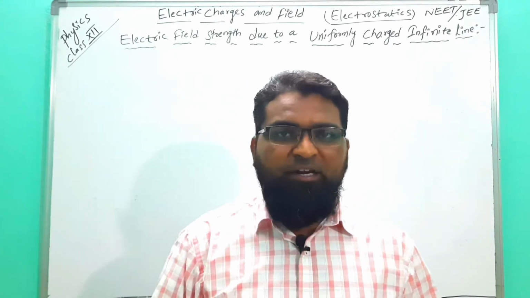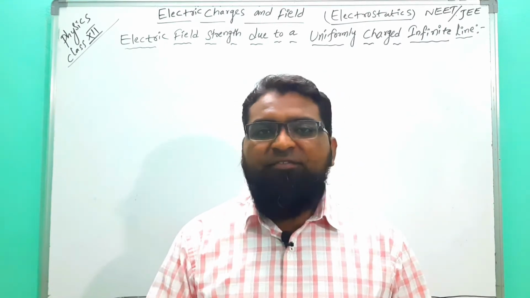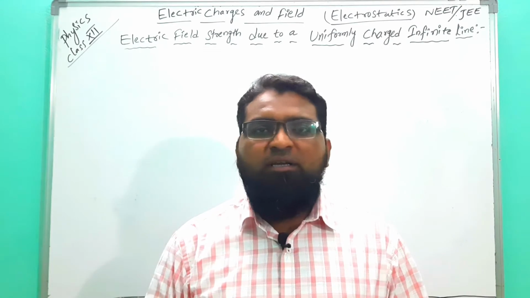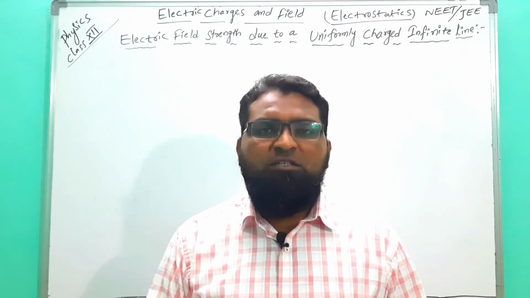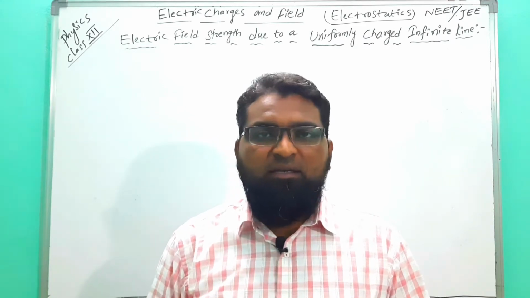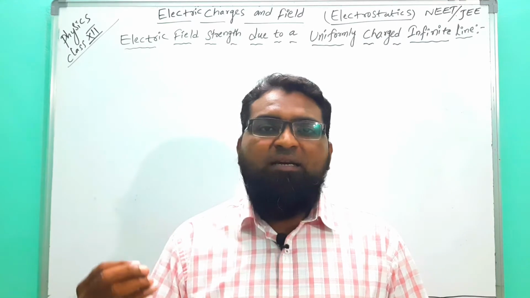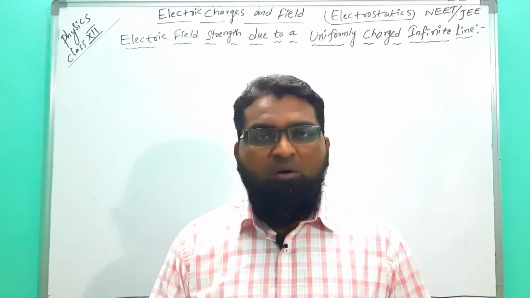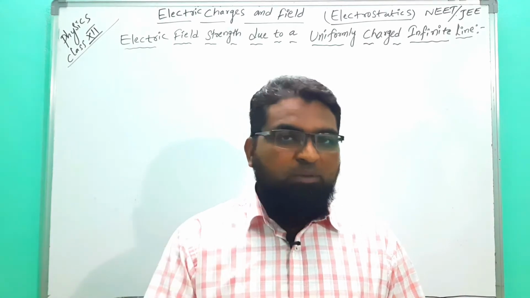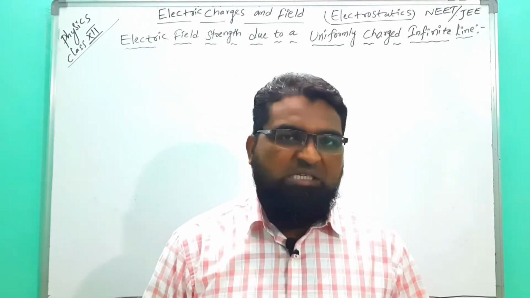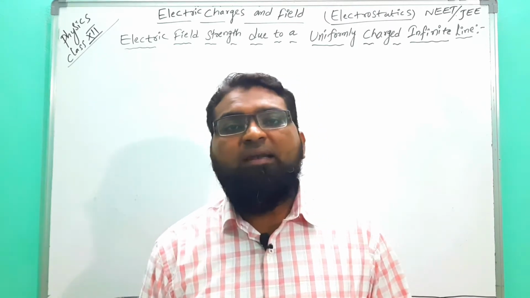So today we are going to discuss Physics Class 12, Electric Charges and Fields chapter, and here the electric field due to a uniformly charged infinite line. In previous videos we discussed the electric field strength due to a rod, a semicircular ring, and a ring at the P point, and similarly a disk was also discussed. This is the electric field due to a uniformly charged infinite line.